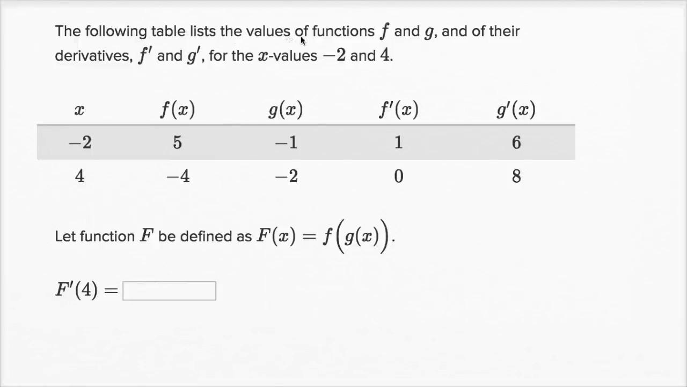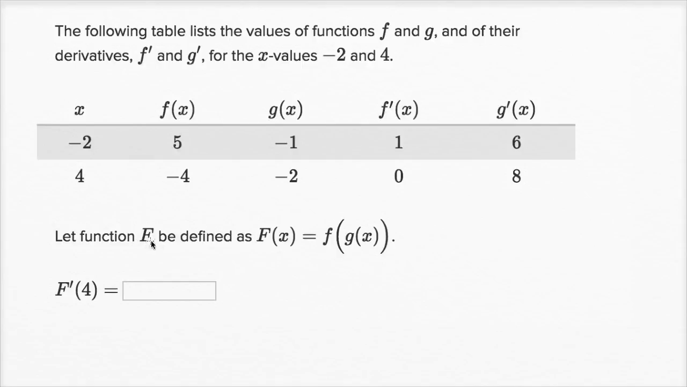The following table lists the values of functions f and g and of their derivatives f prime and g prime for the x values -2 and 4. And so you can see for x equals -2, x equals 4, they give us the values of f, g, f prime, and g prime.